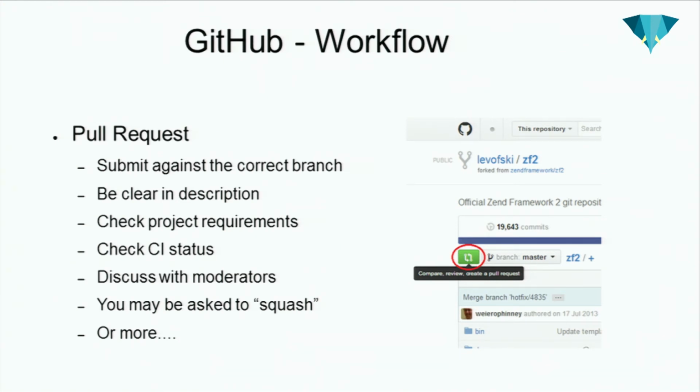You need to be descriptive. What are you trying to achieve? Why have you tried to fix it? Well, if it's broken, it's quite easy. But if you're trying to change something, you will have to justify yourself. And then you can submit your pull request.